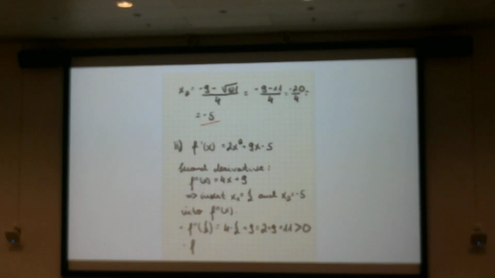And then we insert minus 5 into the second derivative. So it's 4 times minus 5 plus 9, which is equal to minus 20 plus 9 equals minus 11, and this is clearly negative. So what are the conclusions we can make now? Can you tell me which of these critical points, 1/2 and minus 5, gives the location of a local minimum?